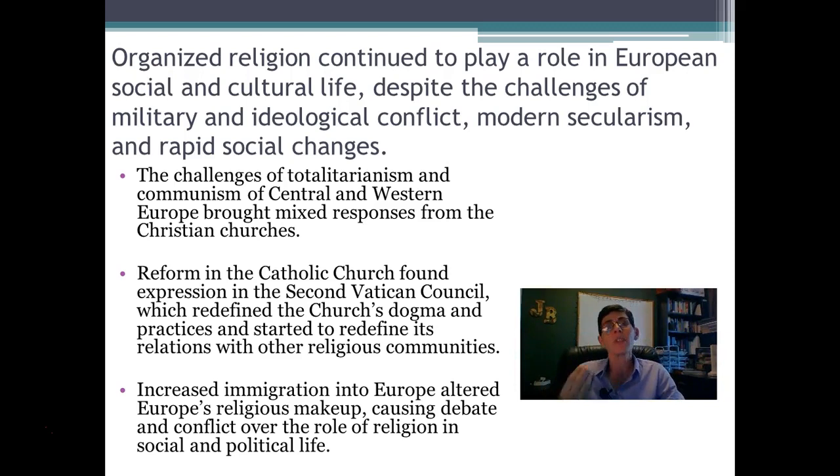So totalitarianism and communism represented massive challenges to Central and Western Europe. And this brought mixed responses from Christian churches. Actually, originally, the Catholic Church supported Hitler and said, go ahead, who cares?